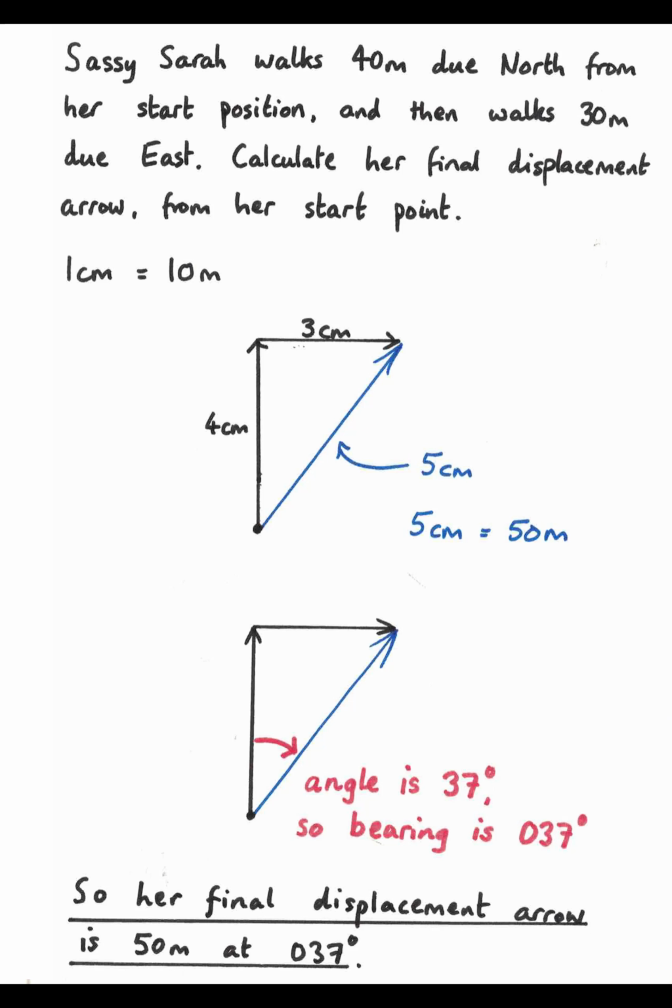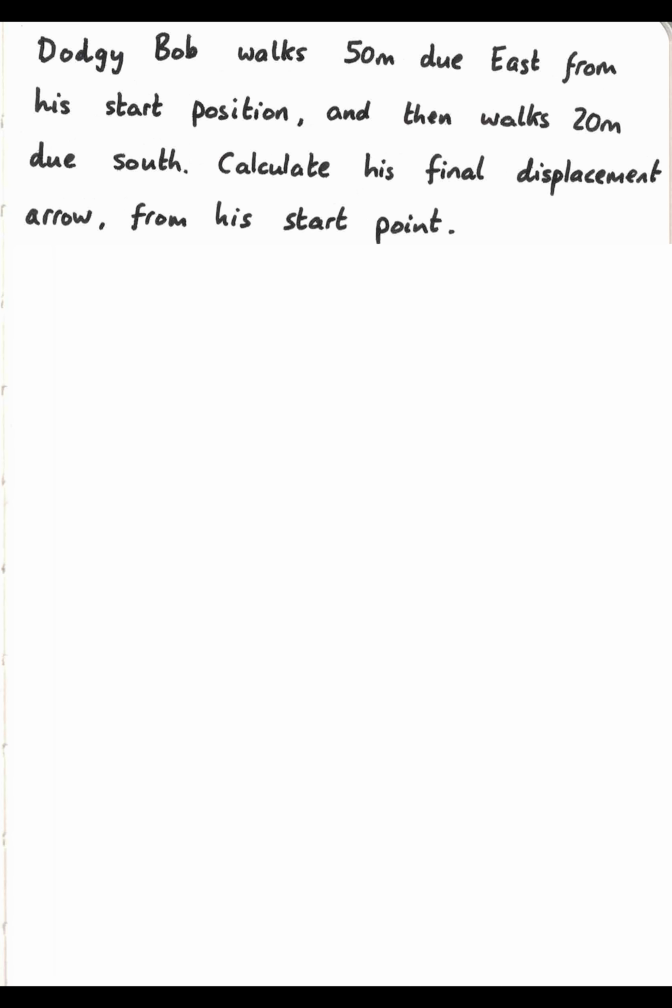Although, sometimes, finding the length, otherwise called the magnitude, is part A of a question, and finding the bearing is part B. This time, Dodgy Bob walks 50 meters due east from his start position, and then walks 20 meters due south. Find his final displacement arrow from his start point. So, go through the same process as before.